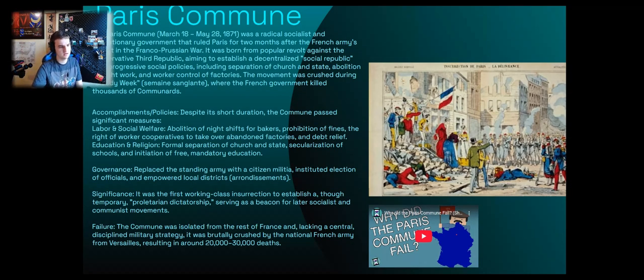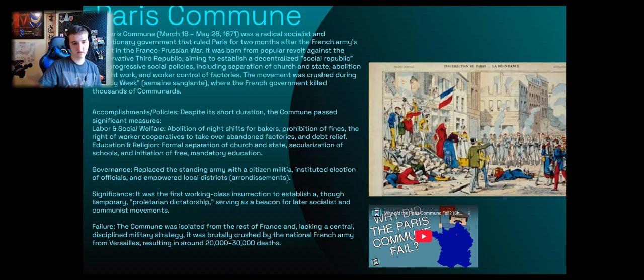And also, labor and social welfare: the abolition of night shifts for bakers, the prohibition of fines, and the right of worker cooperatives to take over abandoned factories. On education and religion, there was the formal separation of church and state, the secularization of schools, and the initiation of free and mandatory education. The government also replaced the standing army with a citizen militia, made officials elected, and empowered the local districts.